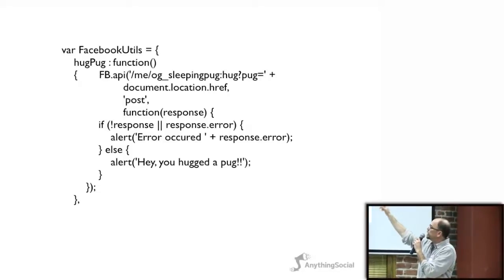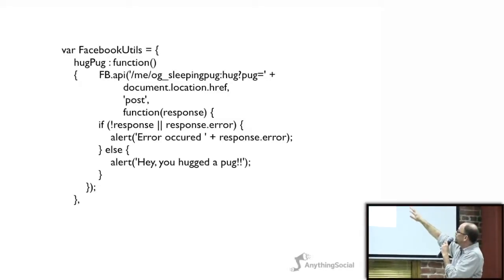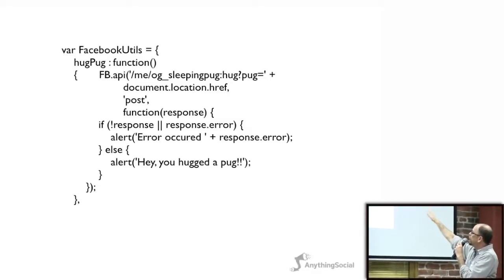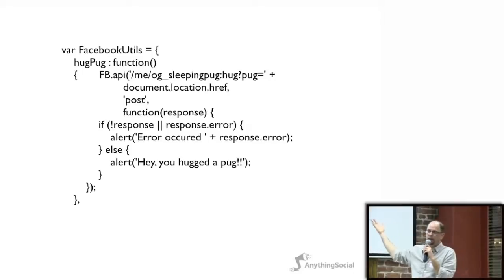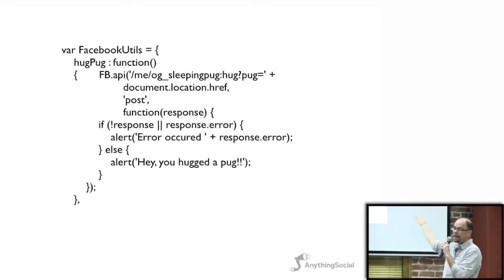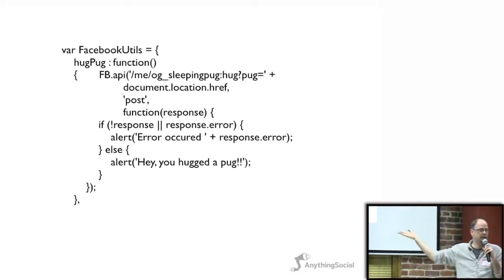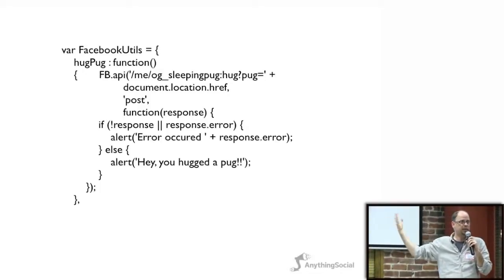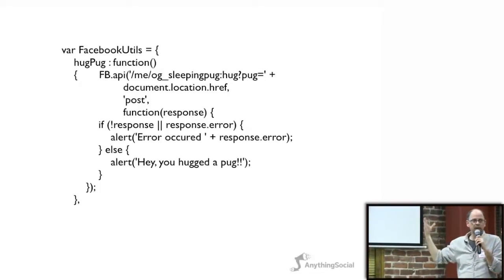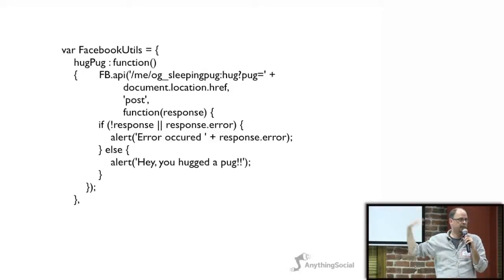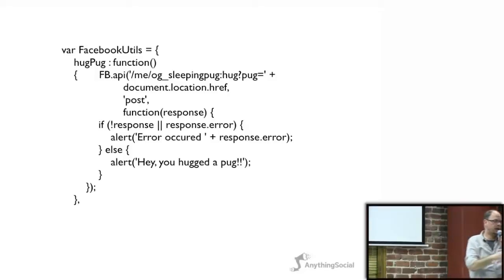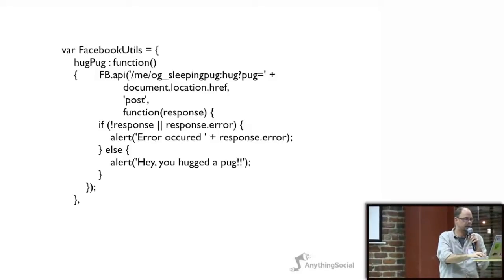We're associating the current user, me, with an action, og.sleeping_pug, hug, pug equals document.location.href, which happens to be the URL that I want to associate with the object. And that's it. That's the only additional call you have to make for this stuff to work. So all you need to do is drop in ten lines of code here, and the world is going to work for you. So really, really great.